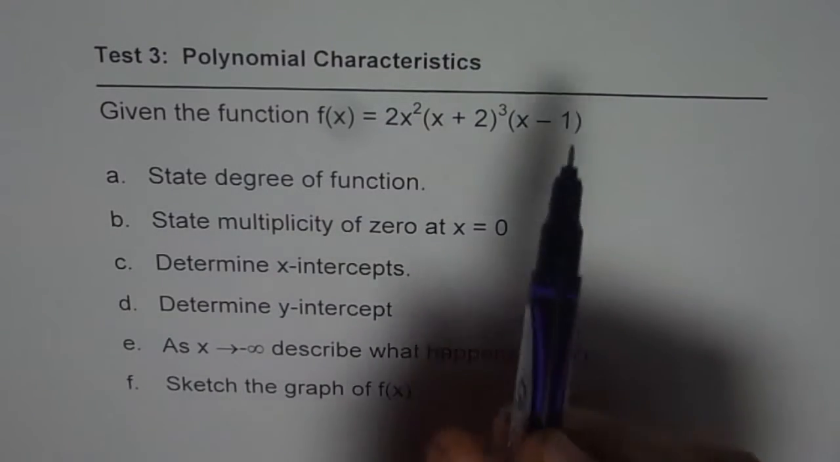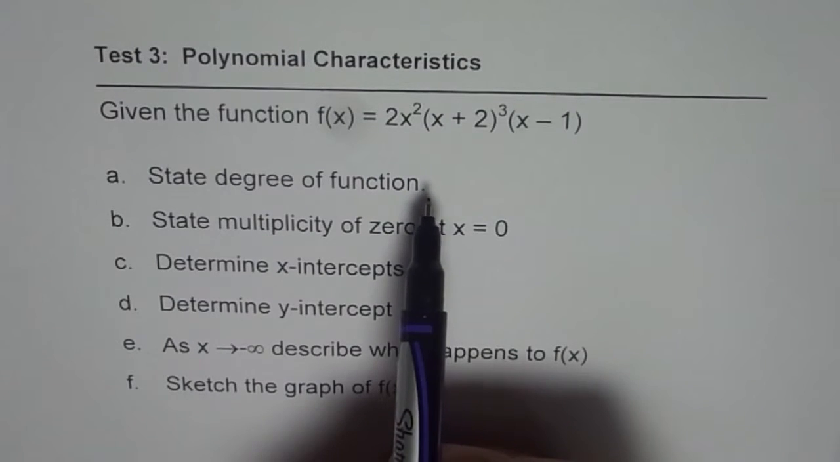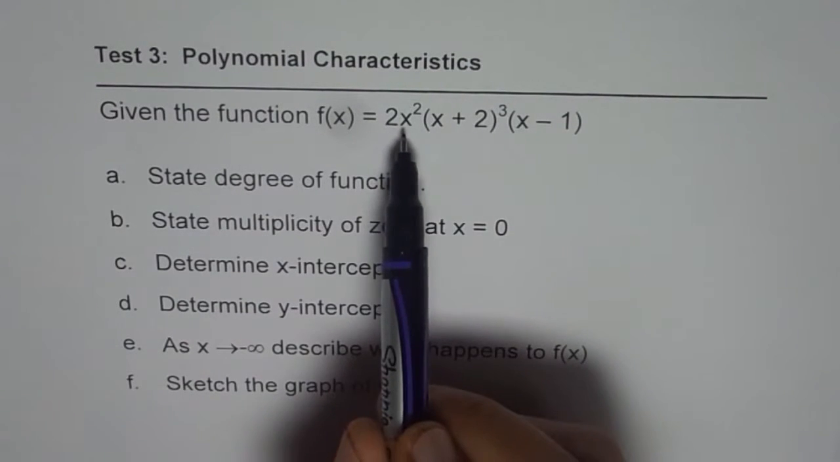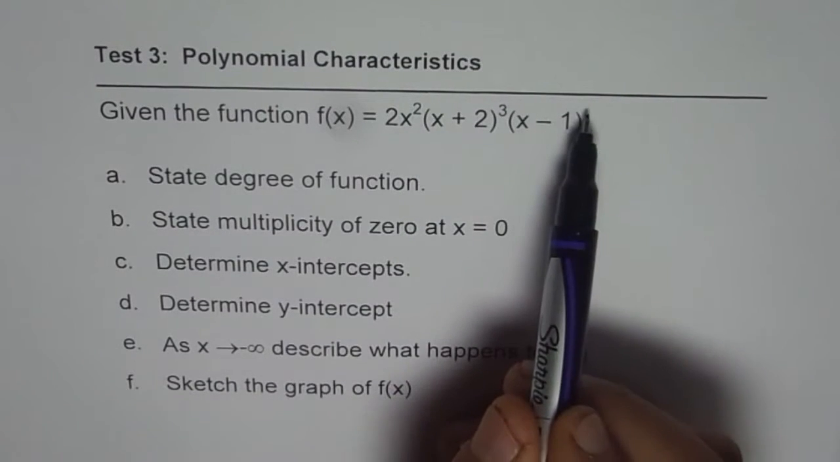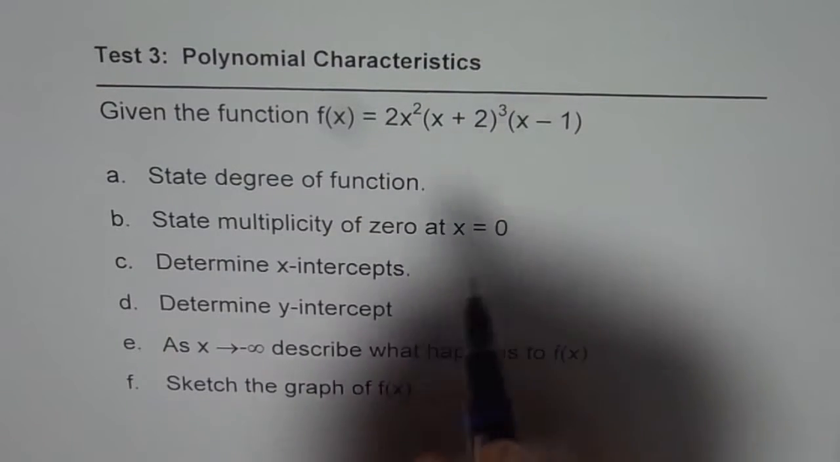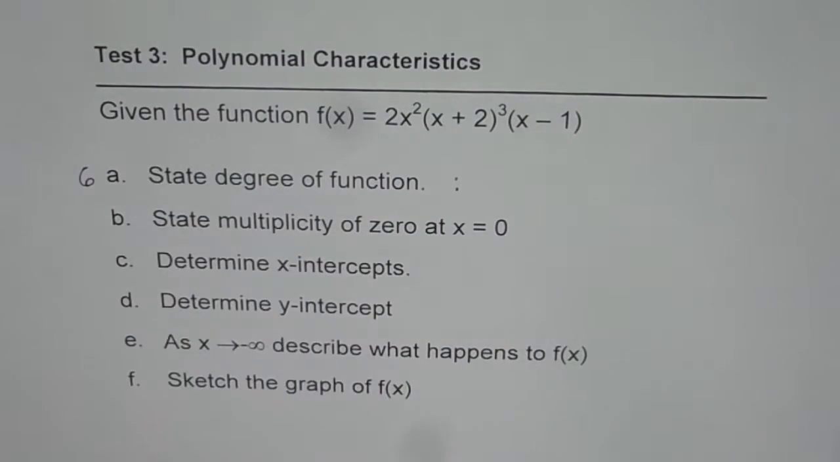State the degree. We can count the multiplicity of zeros and thereby get the degree. This zero is linear, this is cubic, and this is quadratic. So when you add all three of them, you will get 1 plus 3, 4, plus 2, 6. And therefore, the degree for this is 6, correct?